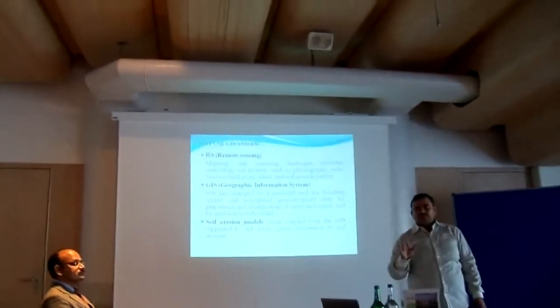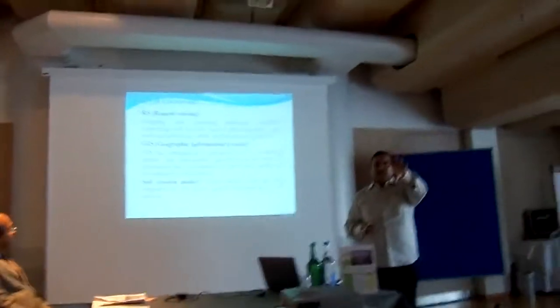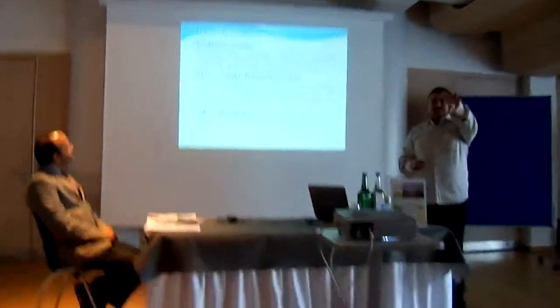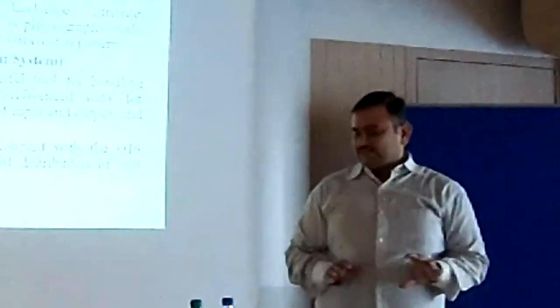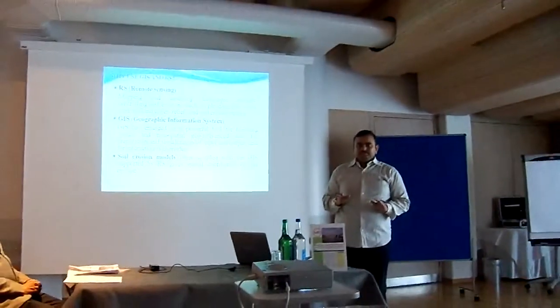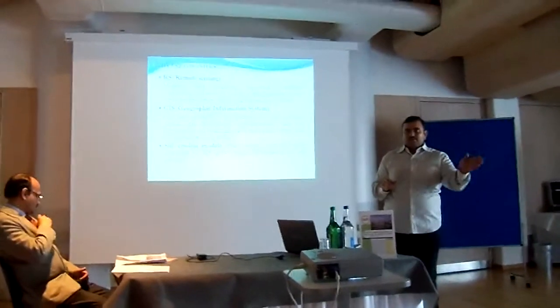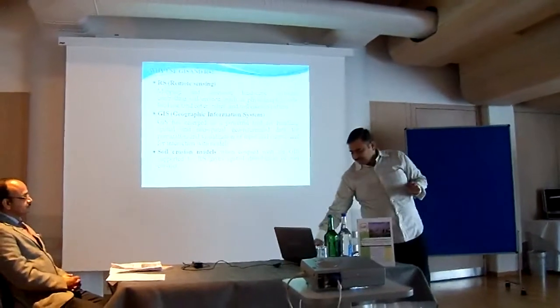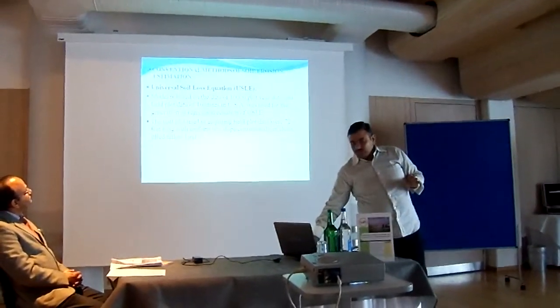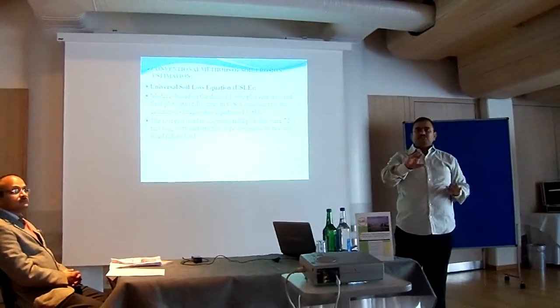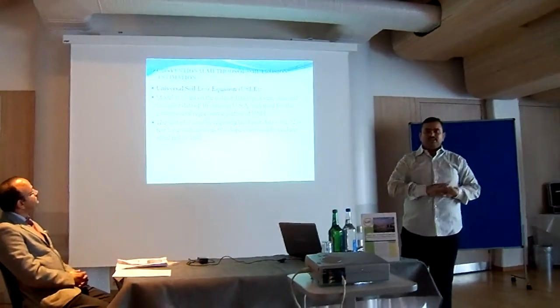So all of you know remote sensing means it is a technique, it is an art to gather the information about an object without having physical contact with it. That's what remote sensing is. GIS, all of you know, is basically a DBMS, database management system. It has components like software, hardware, people, etc. So coupling of remote sensing and GIS with these erosion models gives the spatial distribution.